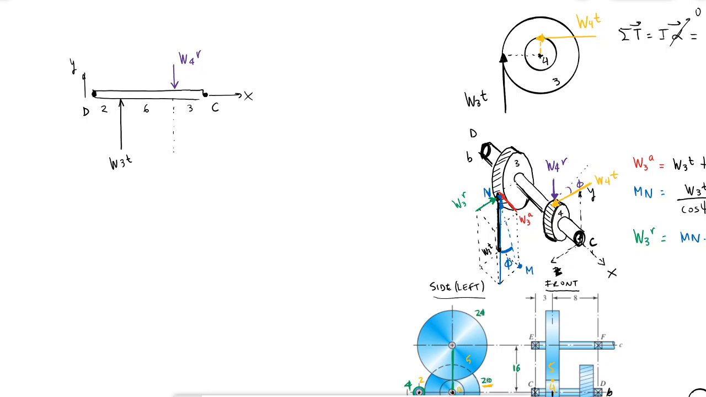Okay, so why are those important? Because I'm going to do a sum of moments about D. I'm going to have positive 2 times W3T, which was the 1250, minus 8, because that would be counterclockwise, the purple one, which is what I just found at the end, 1137.4, and I don't want to move this. Yeah, let me start over.